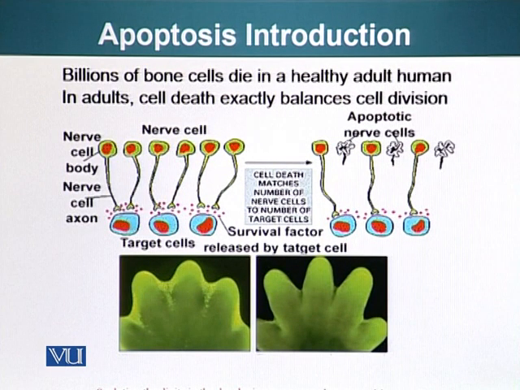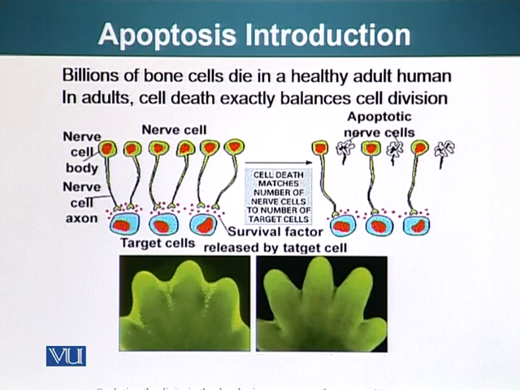I would like to start out by telling you that billions of cells, especially bone cells living in the bone, die in healthy humans. In adults, cell death exactly balances cell division in most tissue. During development, cell death is a very important phenomenon.